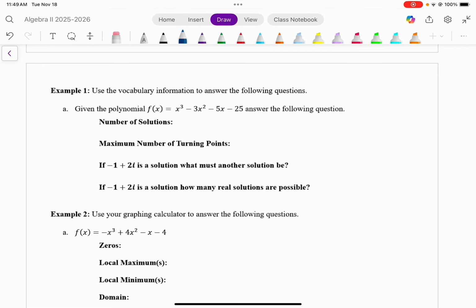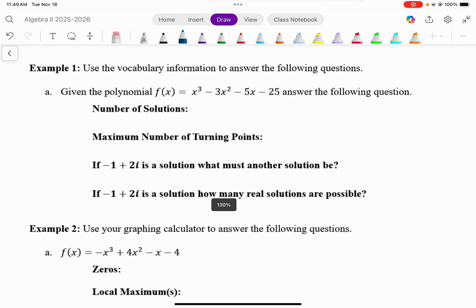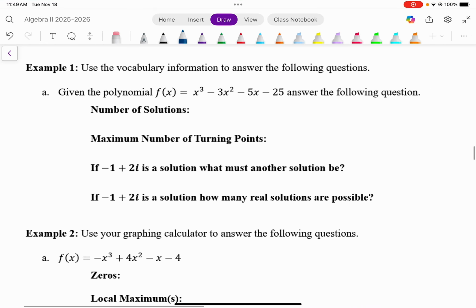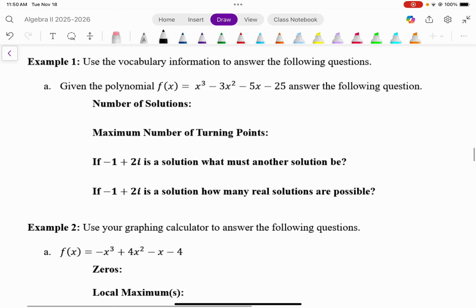All right, example 1. Use the vocabulary information to answer the following questions. So given the polynomial f of x equals x cubed minus 3x squared minus 5x minus 25, answer the following questions. First one, number of solutions. That is equal to the degree. So in this one, it's going to be 3 solutions. The maximum number of turning points is your degree minus 1. So in this one, it's going to have 2.